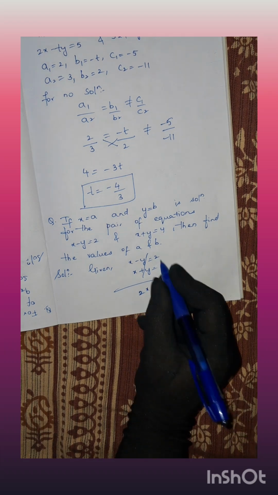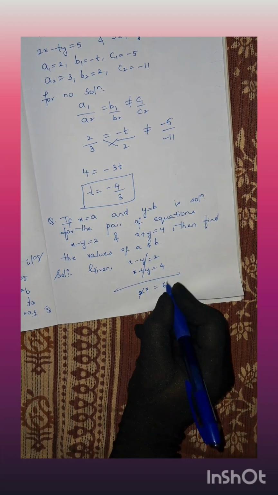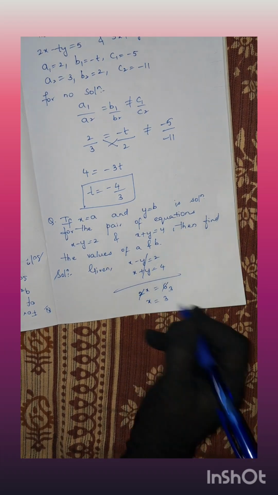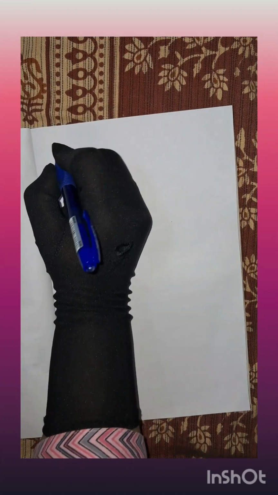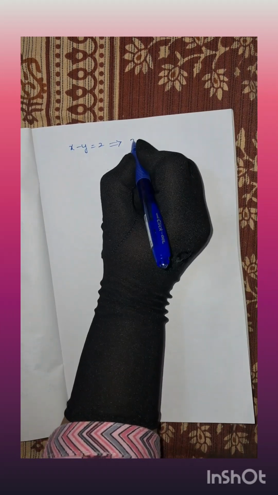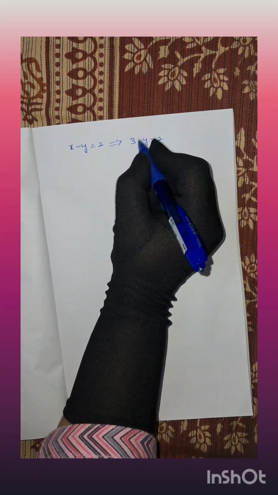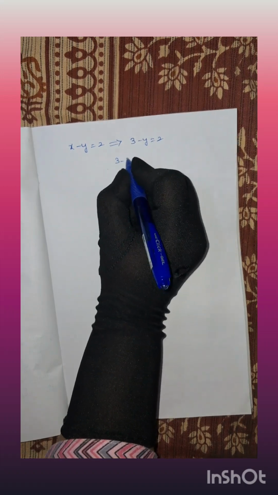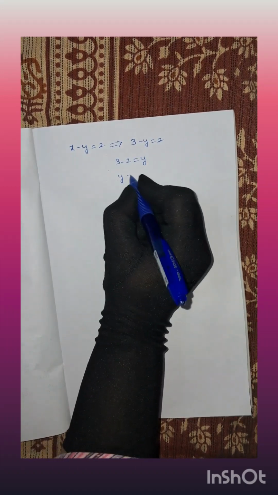2x, 4 plus 2, 6. 2 1s are 2, 2 3s are 6. The value of x is how much? 3. Right? Next, we are substituting in equation 1. x minus y is equal to 2. Value of x is how much? 3. 3 minus y is equal to 2. y I am sending that side, 2 I am bringing this side. 3 minus 2 is equal to y. So what's the value of y here?